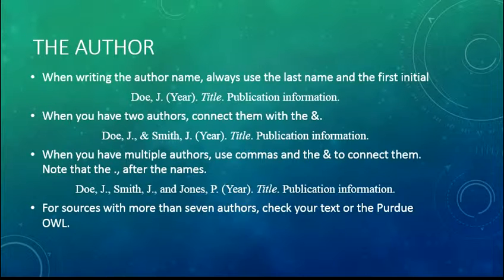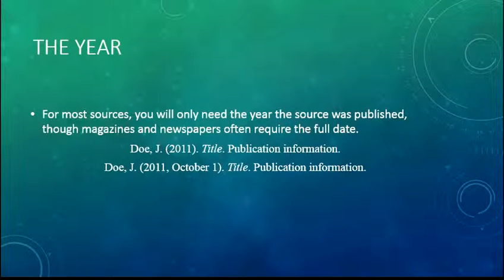All right, the second thing we are going to talk about here is the year. The year is probably the simplest thing to understand. In most cases, you're just going to use the year in those parentheses with a period after the parentheses. But when you have magazines and newspapers, and magazines and newspapers often don't have a lot of publication information because they're published daily, weekly, monthly. So you'll often include the month and the day there as well. So as you can see in the second example, 2011, October 1. And you don't want to abbreviate your month, spell the whole thing out there.